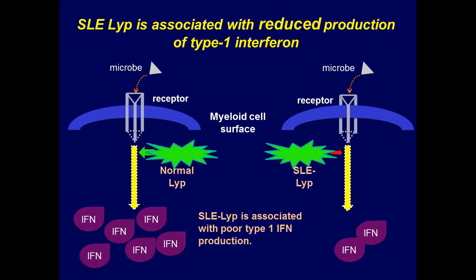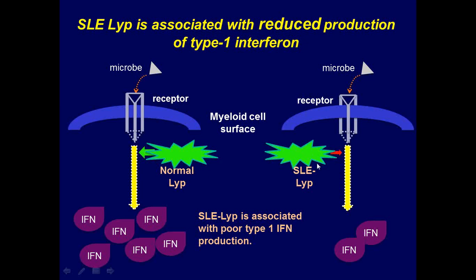You can see this schematically on the left side of the slide where normal lip is found in a cell. A microbe such as a virus or a bacterium comes along and engages a receptor on that cell. And normal lip is involved with promoting the production of type 1 interferon on that cell. Okay, you see all the teardrops that are labeled IFN at the bottom. That's all the gobs of interferon produced in a cell bearing normal lip.